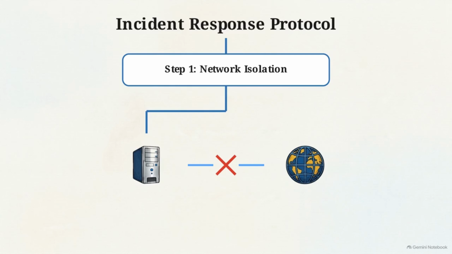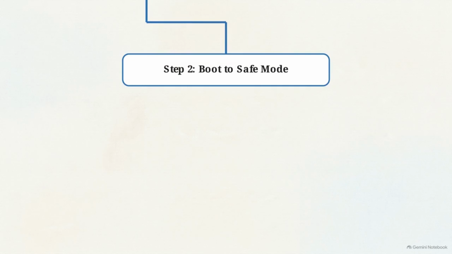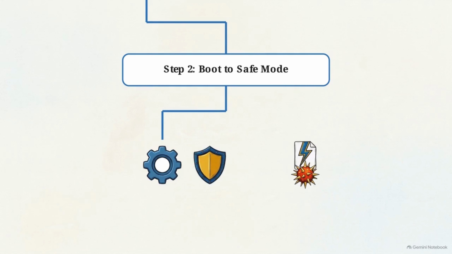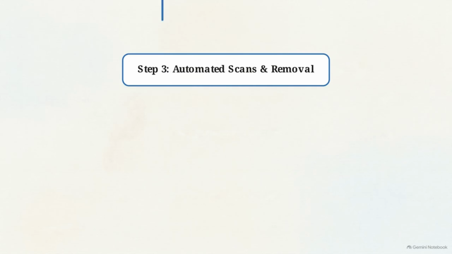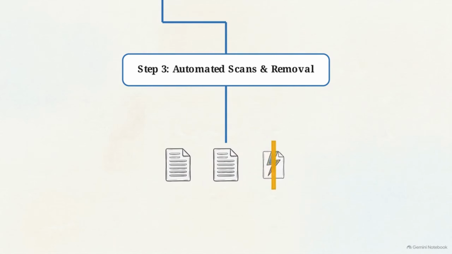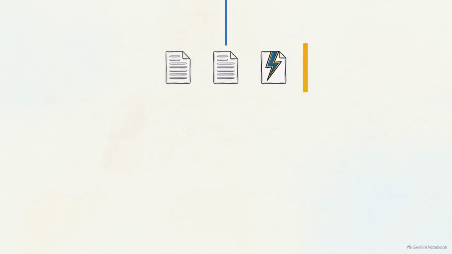Moving to step 2, you must boot the system into safe mode. This diagnostic state loads only the bare essential drivers. By blocking standard background applications and third-party daemon processes from executing on startup, you force the malicious payload to remain dormant. From there, you run thorough offline automated scans to quarantine and remove the files.